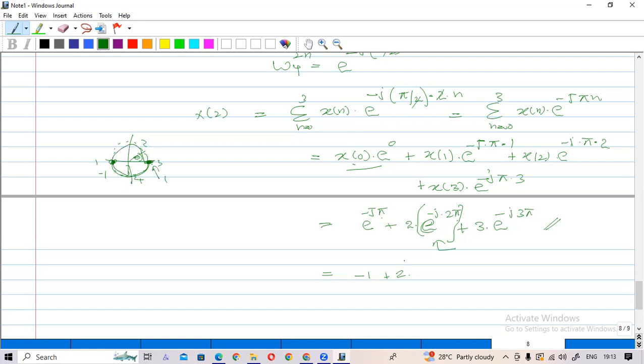So its value will be 1, and here 3 e to the power minus j3π. Okay, 3π, what is the 3π value?